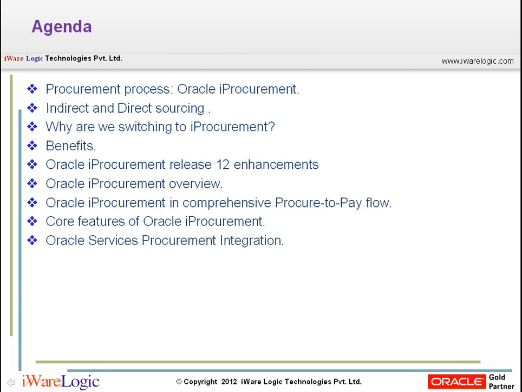Today's agenda is: procurement process in Oracle iProcurement, indirect and direct sourcing, why we are switching to iProcurement, benefits, Oracle iProcurement Release 12 enhancements, Oracle iProcurement overview, Oracle iProcurement in the comprehensive procure to pay flow, core features of Oracle iProcurement, and Oracle Services Procurement integration.